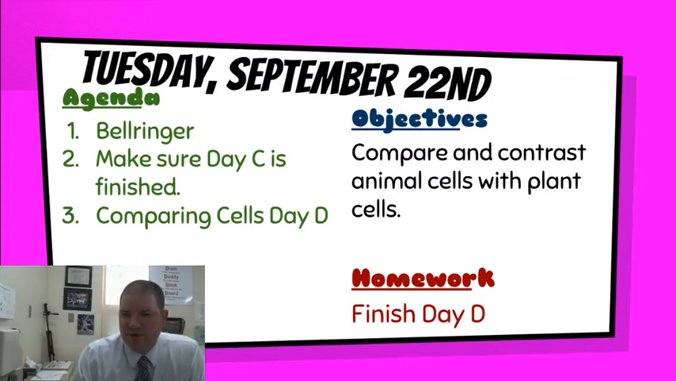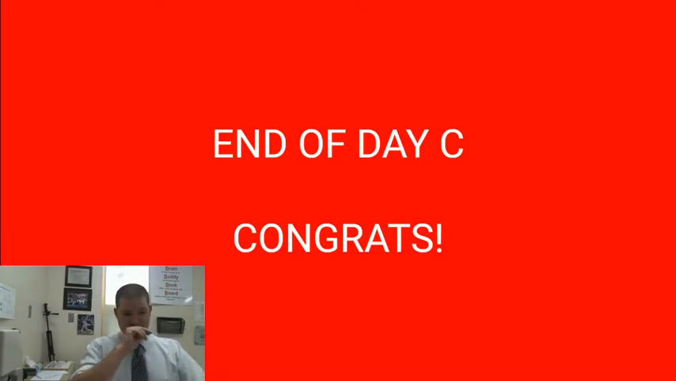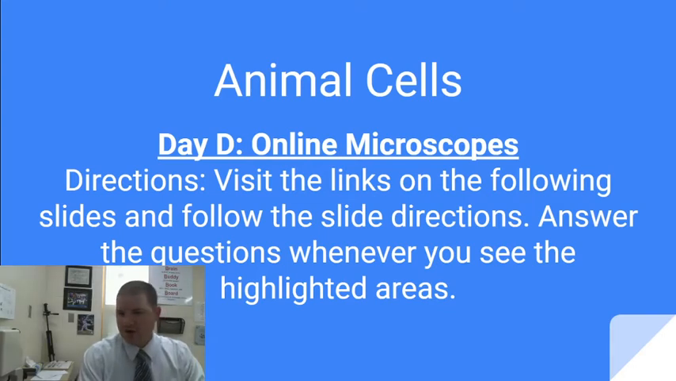Make sure that you're doing your bell ringer. Yesterday's assignment, make sure that you completed day C. Today we are doing day D of our comparing cells activity. So I'll walk you through how you are going to be accomplishing that. So you should have made it to the end of day C. Hey, congrats there. Day D, we're doing online microscopes.